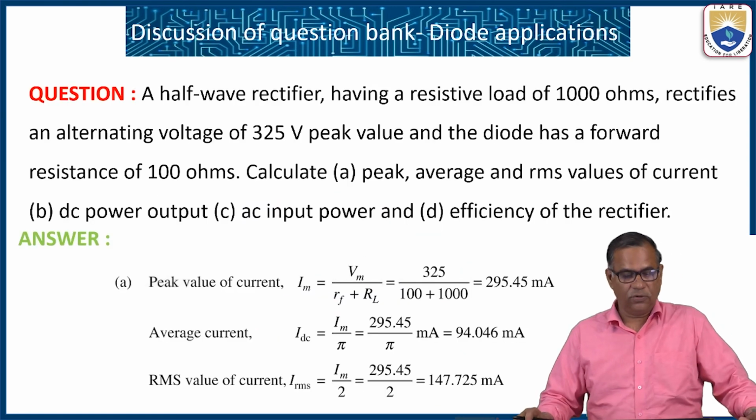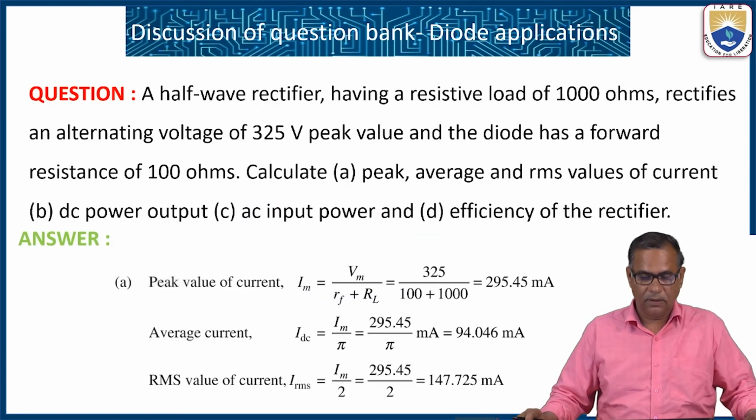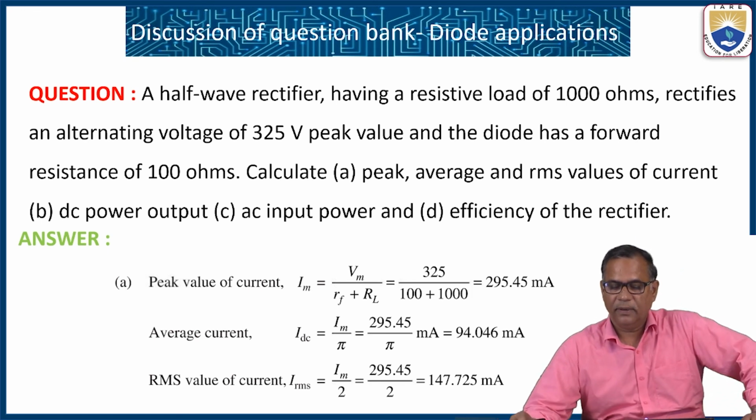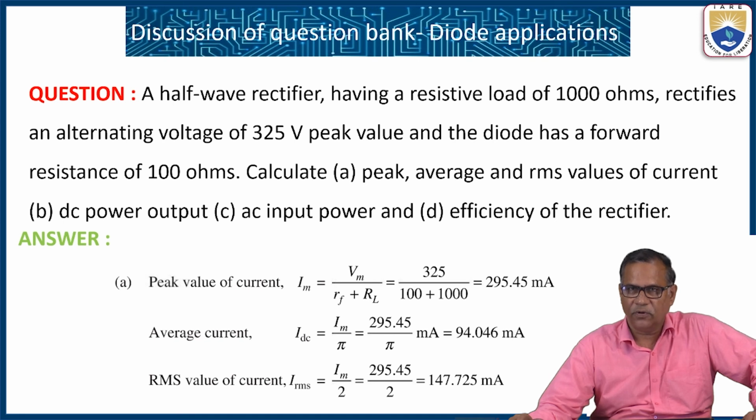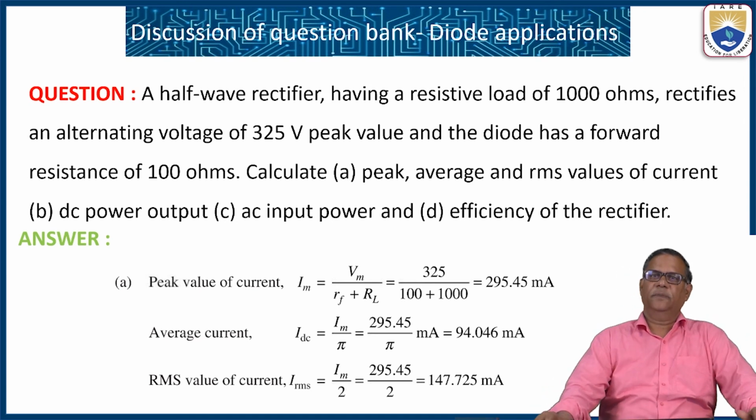Now let us go to the last problem. The last problem is a half-wave rectifier having a resistive load of 1000 ohms rectifies an alternating voltage of 325 volts peak value, and the diode has a forward resistance of 100 ohms. Calculate peak, average and RMS values of current, DC power output, the AC input power and the efficiency of the rectifier. So what is the peak value of current?